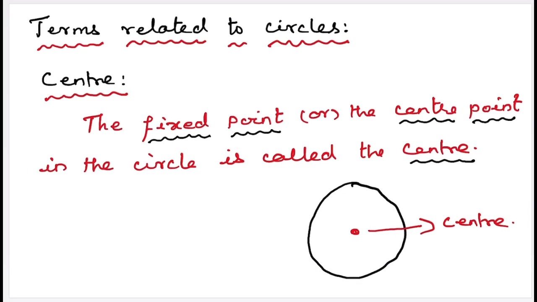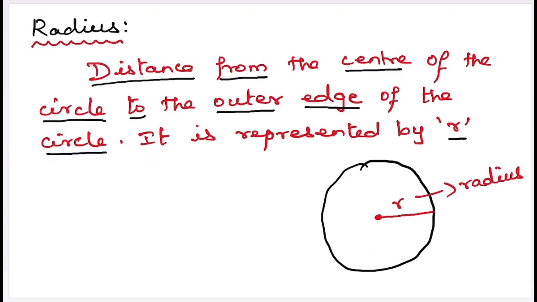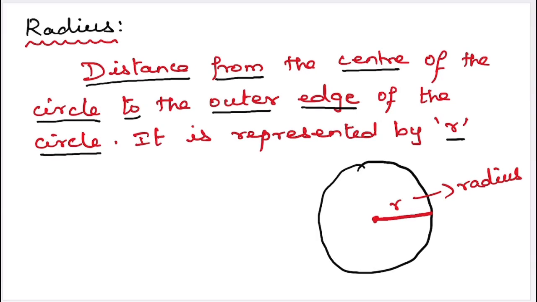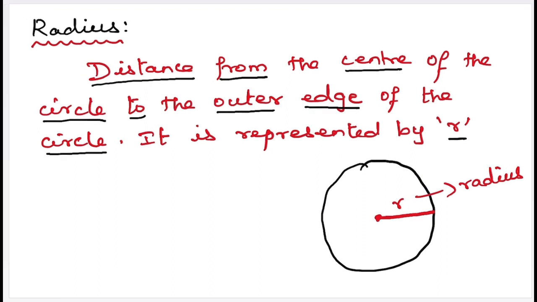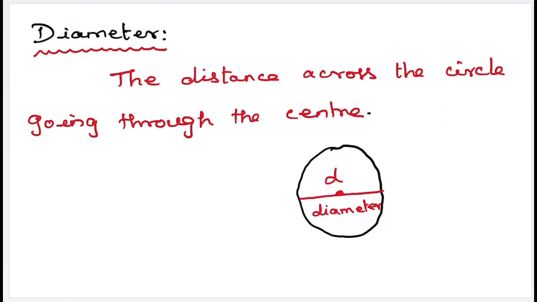First one, center. The fixed point or the center point in the circle is called the center. So the center point of a circle is called the center. This midpoint is the exact center of the circle. Next, radius. Radius is the distance from the center of the circle to the outer edge of the circle. It is represented by R. The line from the center point to any edge of the circle is the radius. So in the figure, this is radius, this is radius, this is also radius. All these are radius.